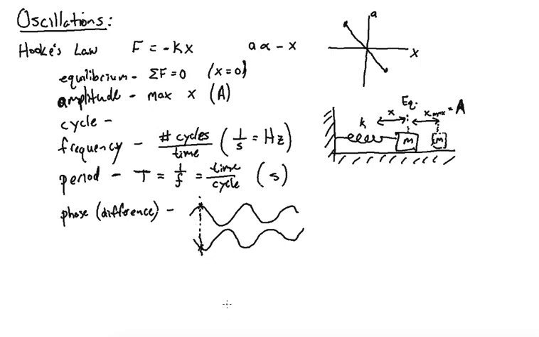Or if we had two different waves next to each other, they would be out of phase, and the amount that they would be out of phase, if they have the same frequency, would be the phase difference, and it's usually measured in radians, because that will make more sense later when we get into how we actually do the math for this.